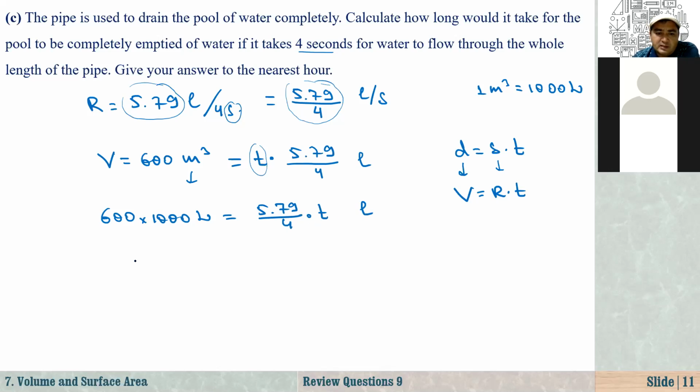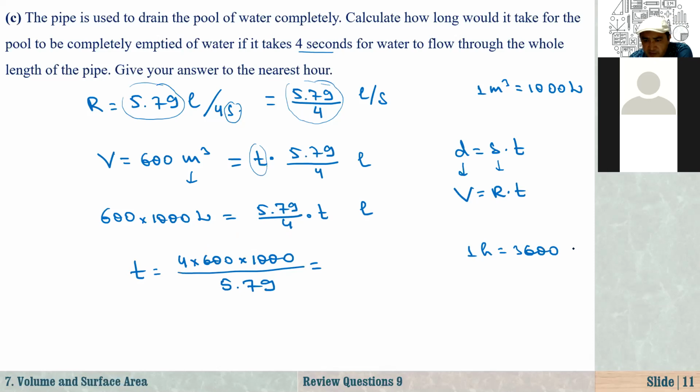So what is t then? T is equal to, multiply both sides by 4. Here we have 4 times 600 times 1,000, and we should divide this by 5.79. It says to give your answer to the nearest hour. This is in seconds, and we know that in 1 hour we have 3,600 seconds. So to change seconds into hours, we need to divide this by 3,600.